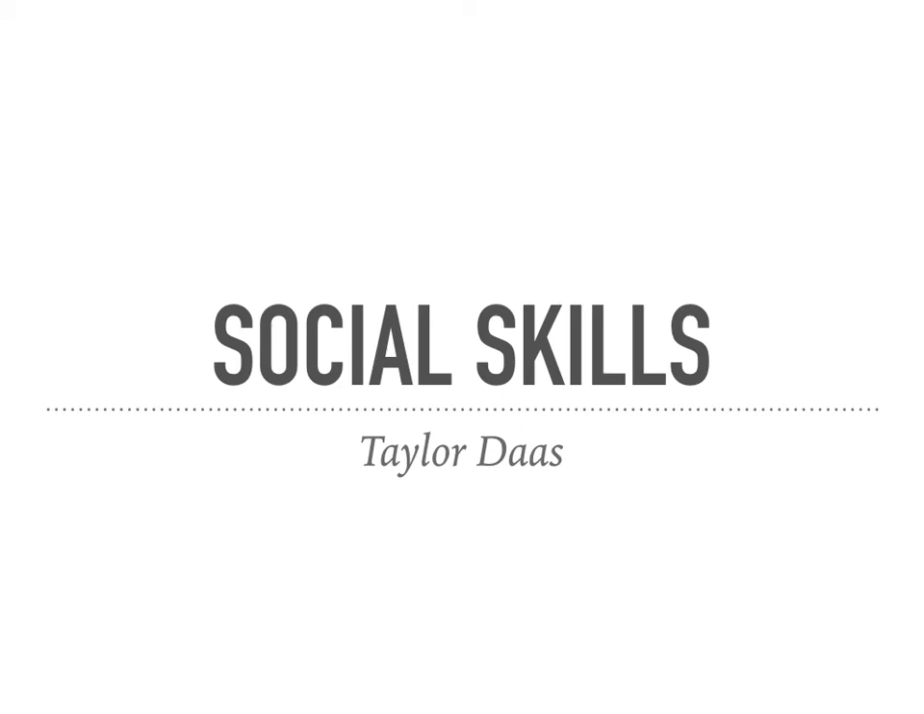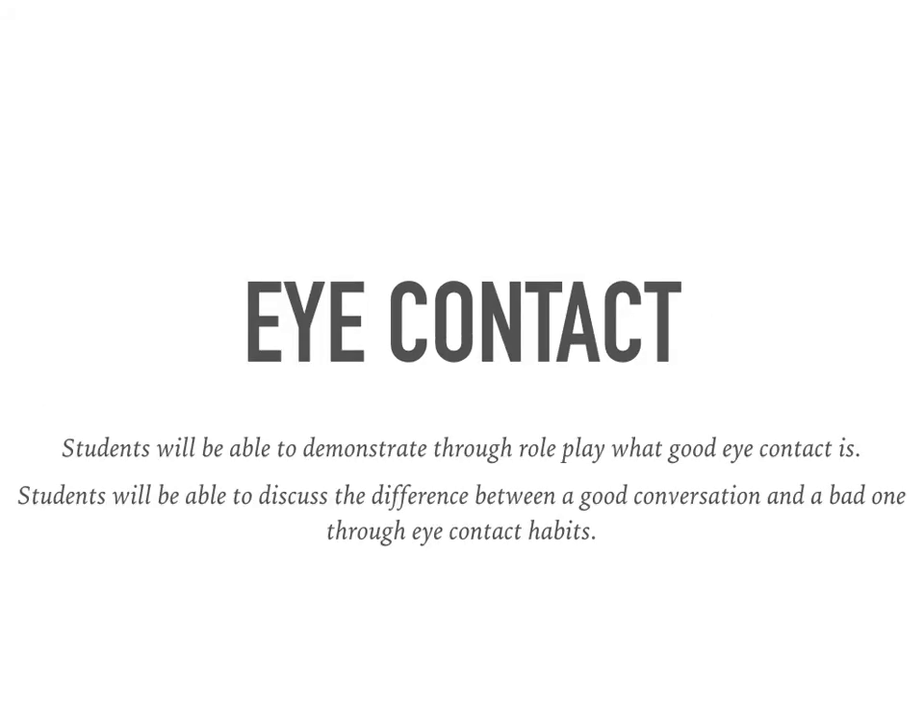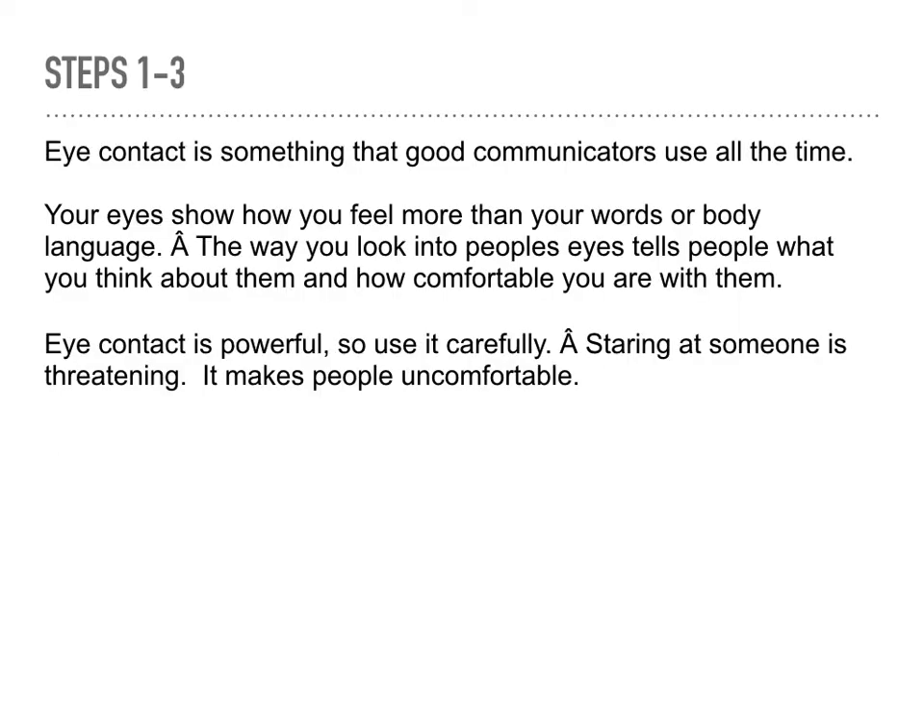These students are learning a social skill, and the social skill is eye contact. So students will be able to demonstrate through role play what good eye contact is, and they will also be able to discuss the difference between a good conversation and a bad conversation through eye contact habits. So you'll be run through different steps on how to have good eye contact and good habits.